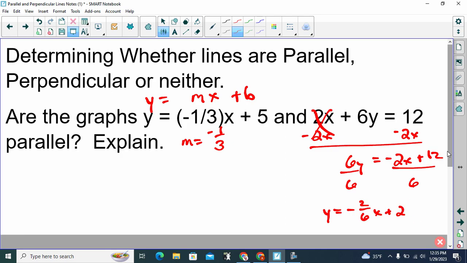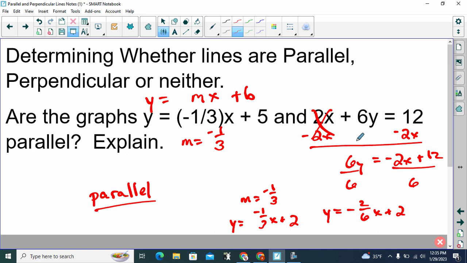We always want to reduce if we can. 2 and 6, I can divide those both by 2. So this equation says y equals negative 1/3 x plus 2. Slope of this line is negative 1/3. Slope of this line was negative 1/3. They are parallel lines. For the explanation, I would make sure I have this work on here, and then I would state that both slopes are equal to each other. Both slopes are negative 1/3.